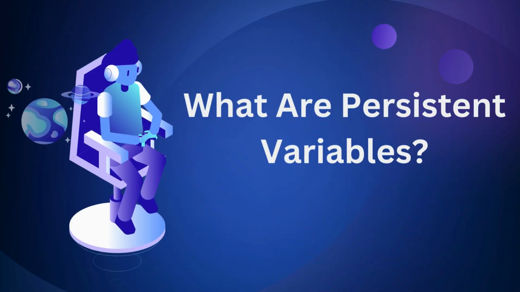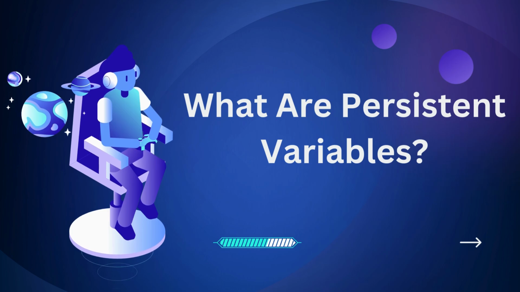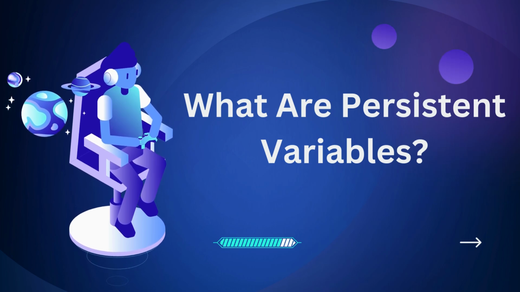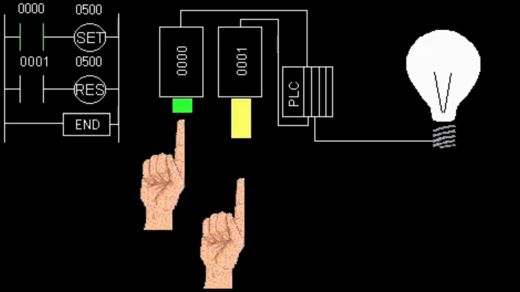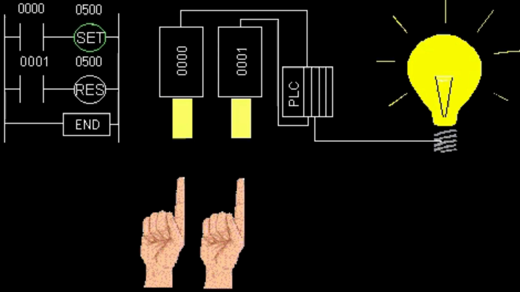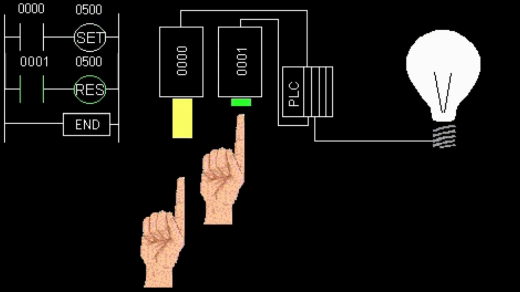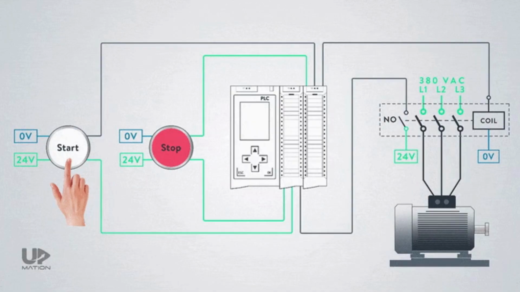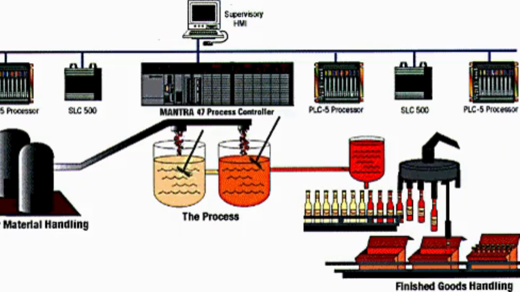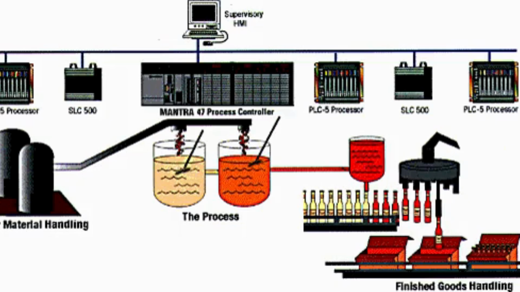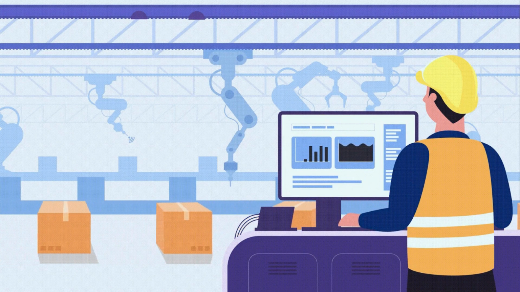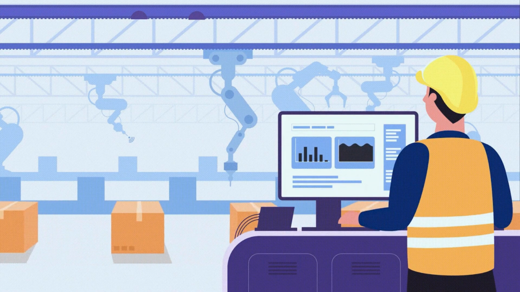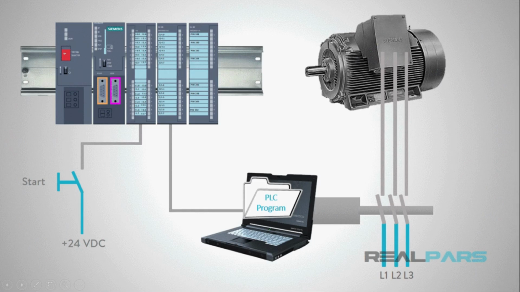What are persistent variables? First things first, what are persistent variables? Persistent variables are a type of variable that retain their values even after the PLC is restarted or powered off. Unlike standard variables, which reset to their default values, persistent variables ensure data continuity. Here's how they're commonly used: configuration settings like machine calibrations, accumulated counts for production statistics, runtime data such as system states or user preferences. They're essential for maintaining critical information without manual re-entry.